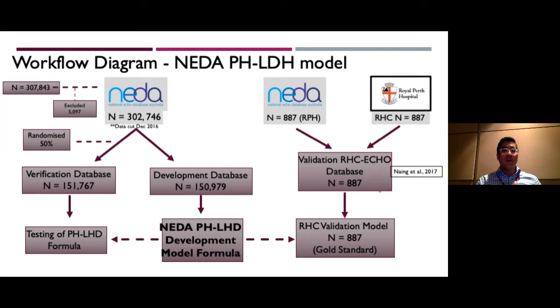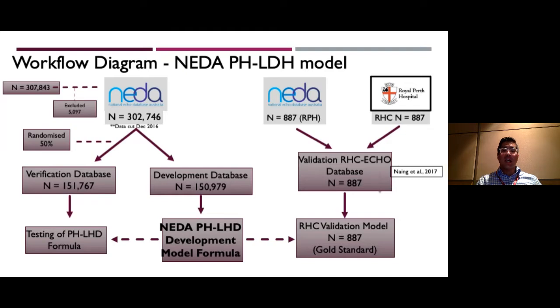To slightly digress but clarify how diastolic markers of left heart disease can predict pulmonary hypertension, I've previously developed a formula to predict pulmonary hypertension in the absence of tricuspid regurgitation using the National Echo Database of Australia. Using the NEDA, I enrolled 302,746 echoes and randomized them 1-to-1 into a development database and a verification database. NEDA was then linked to the right heart cath database at the Royal Perth Hospital, one of our tertiary teaching hospitals, to create the validation database.